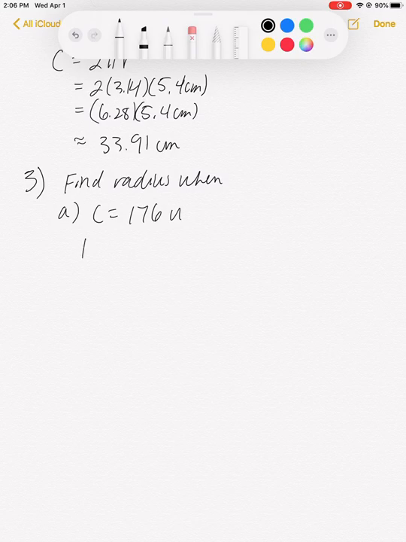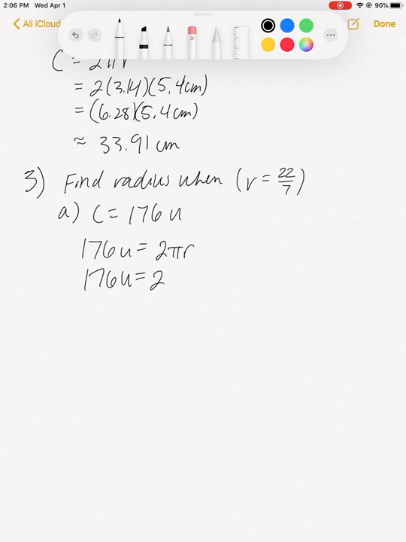We know that the circumference formula is 2 pi r, and we're going to use 22/7 for pi, because this is practice with the fractional form of the pi approximation. So we have 176 units, substituting the 22/7 in for pi, and we have r. r is what we're going to find, so that's why it's still a variable. To simplify that, 176 units is equal to 44/7 times r, multiplying those two together.